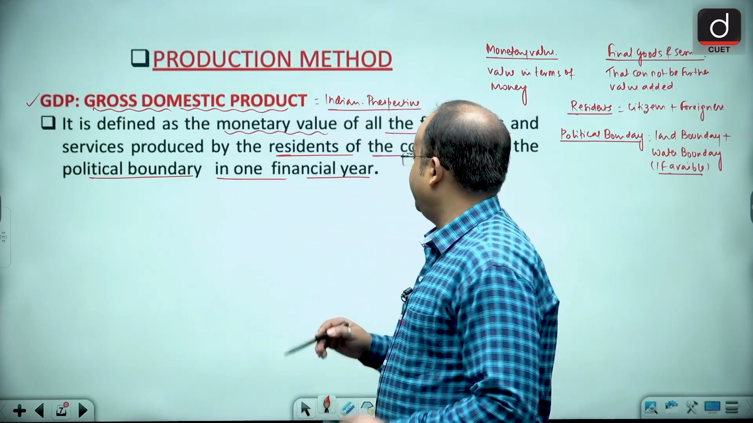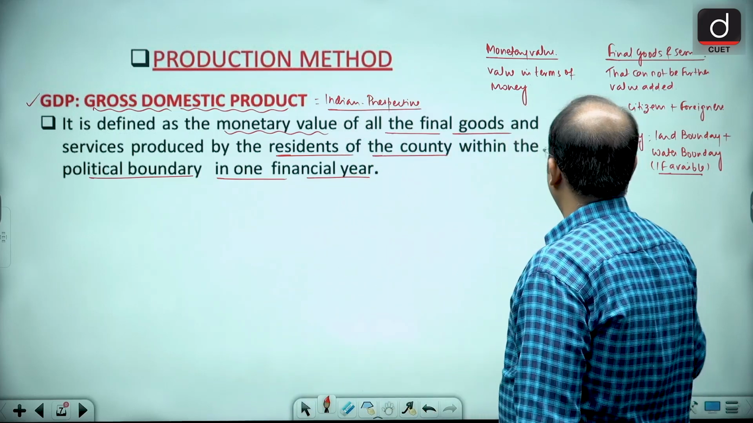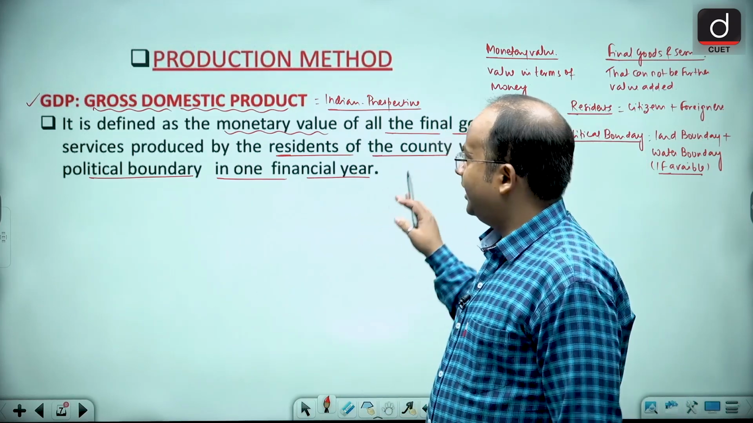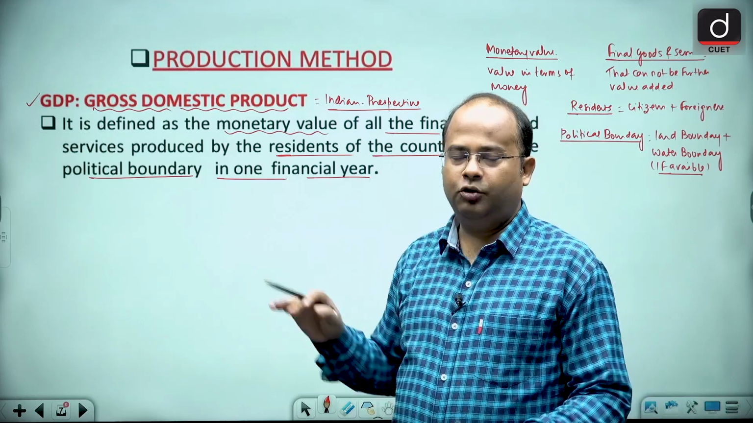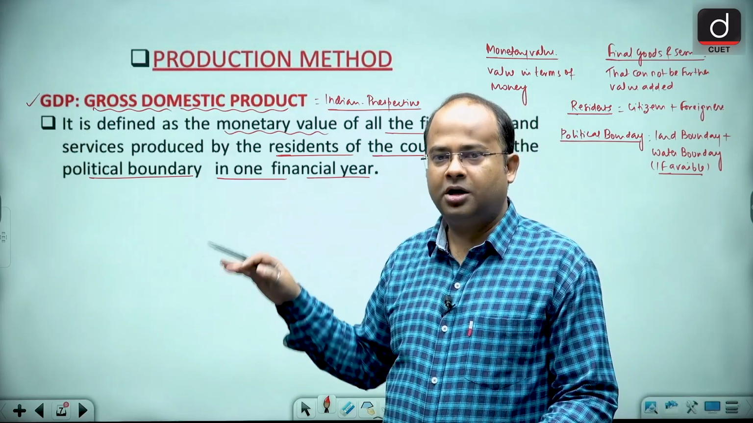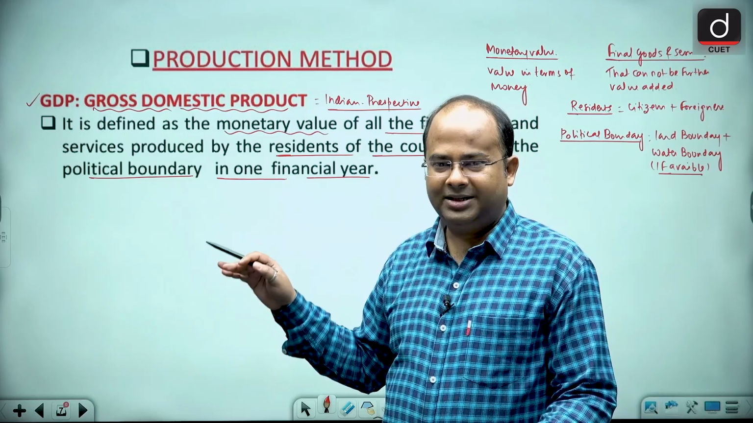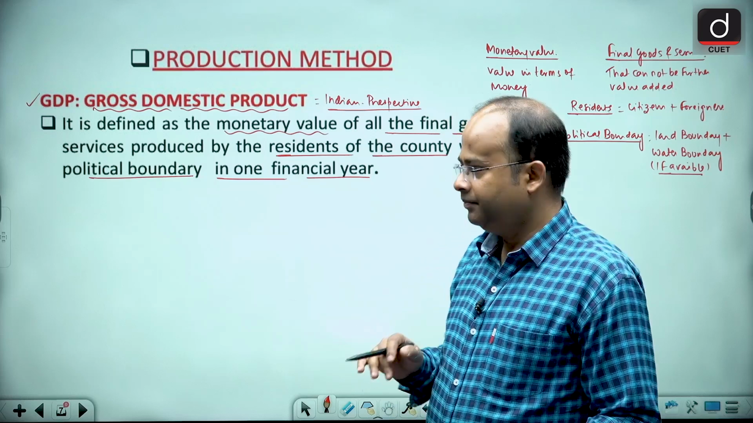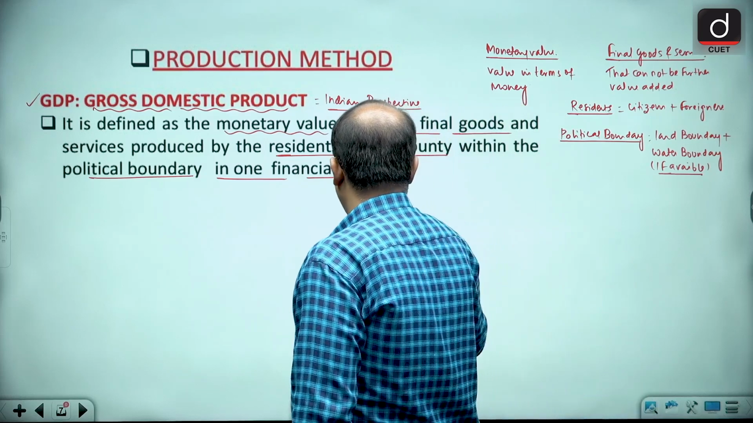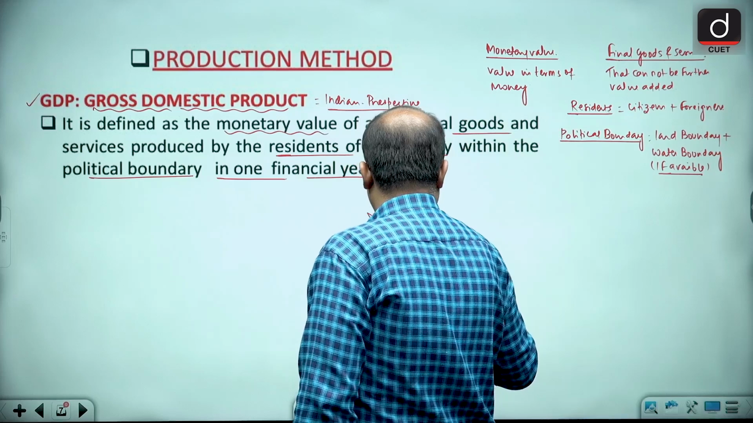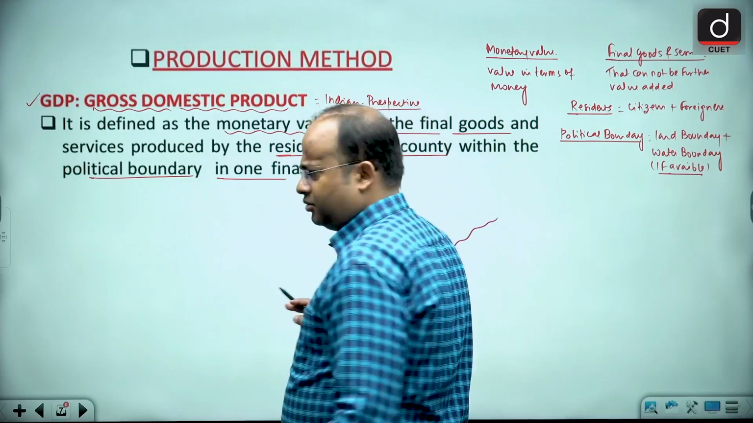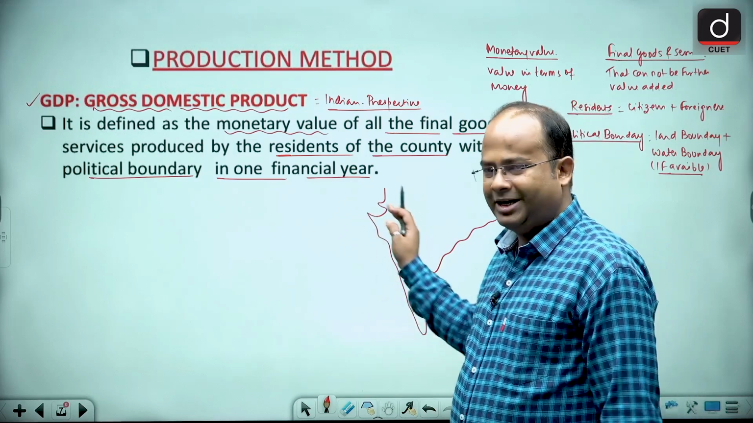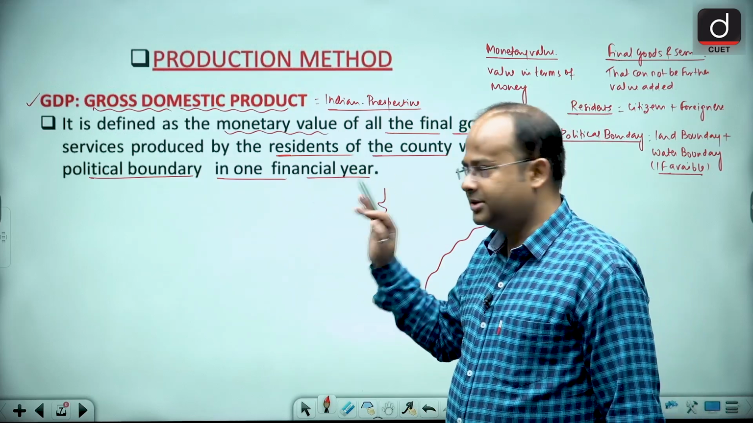In a financial year. The financial year for India is 1st April to 31st March. So it is defined as the monetary value of all the final goods and services produced by the residents of the country in a financial year. Now let's take an example to understand this whole scenario. This is a rough map of India, just so that I can explain what exactly the definition is.